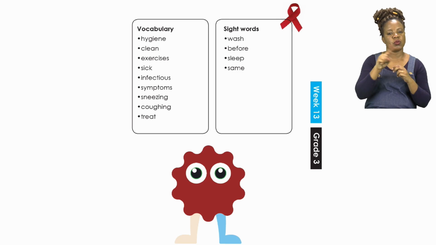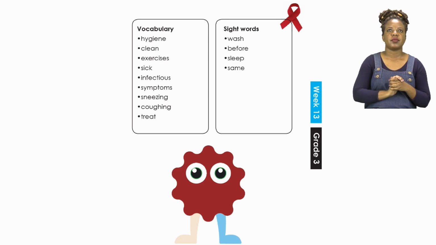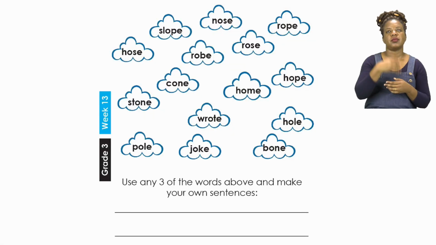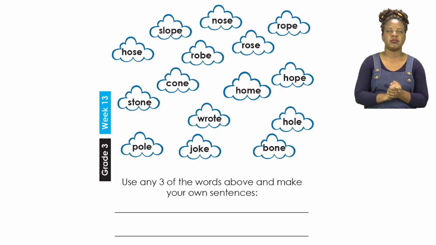Now that we are done reading, let us please go to the next page, page 4. On page 4, we are going to be doing diphthongs. Now, diphthongs are when we have two vowels that show up in the same word. In this case, the vowels that we have are O and E. Let us read the little clouds that we can see.